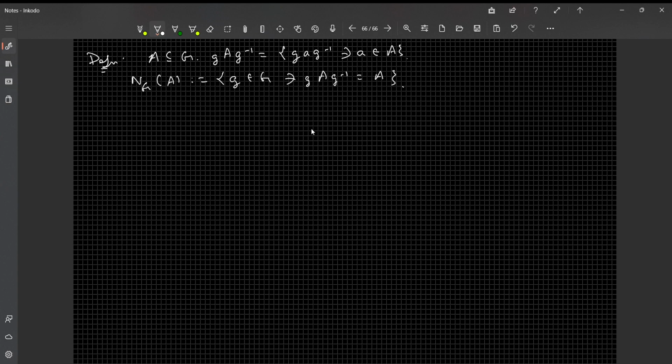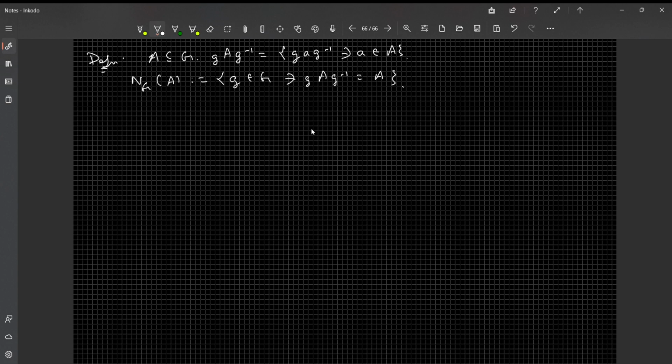So what is happening basically? In case of a centralizer, we are collecting those elements which commute with each element in capital A. In case of a normalizer, we are collecting those elements which commute with the whole set A. Clear?